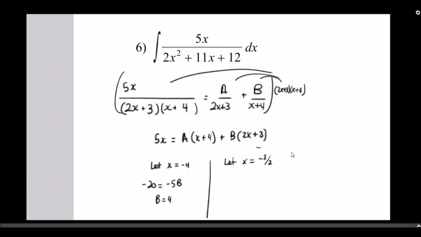Now with this one, we're going to let x equal negative 3/2. That's what it would take to cancel the b term for that x. So plugging it in there, we're going to have negative 15/2. Plugging it in here, we're going to have negative 3/2 plus 4, which is 5/2, so 5/2 a.